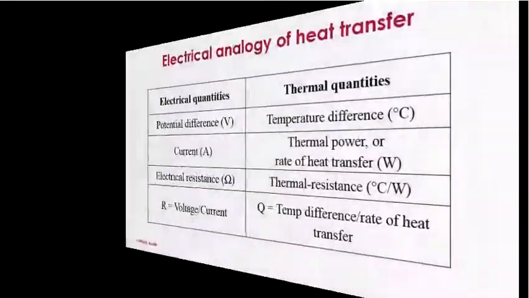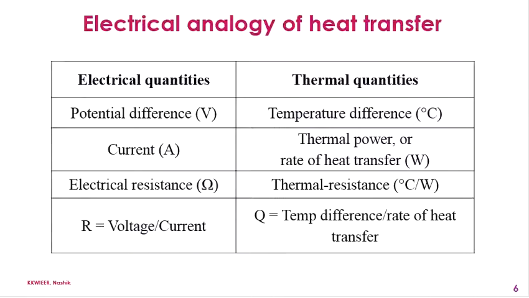The thermal energy flow takes place from the region of high temperature to lower temperature. In the same way, in an electrical circuit, current flows from a point of high potential to low potential. Therefore, the heat transfer is analogous to a current flow. So there is an analogy between thermal power flow and current flow, which is depicted in this table. The temperature difference is analogous to a potential difference. Thermal power or rate of heat transfer is equivalent to a current in our electrical circuits.